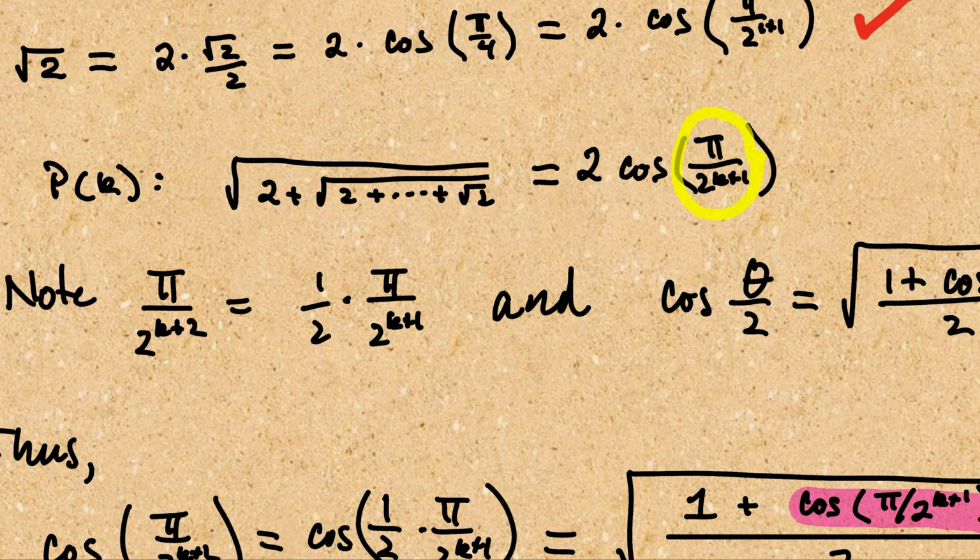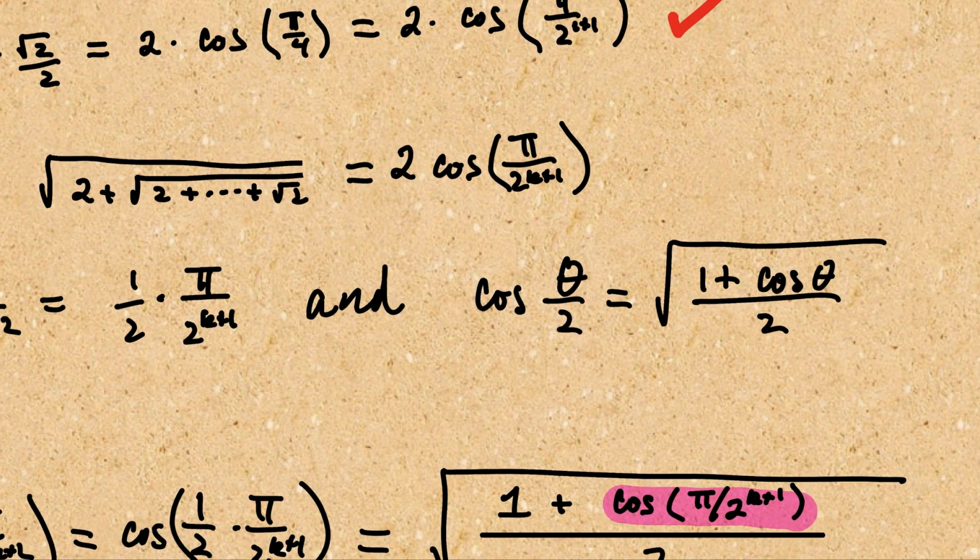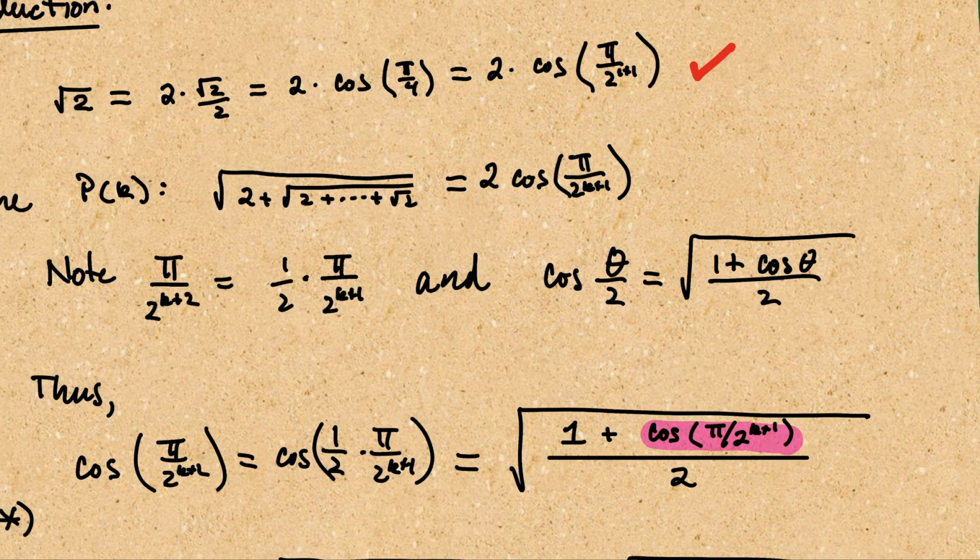Let's start with that angle, pi over 2 raised to the k plus 2. And notice that we can peel off one of the base 2's and then rewrite it as 1/2 times this angle appearing in the P of k statement. Then we can use the half angle identity for cosine, where we're going to take as our angle theta this given angle appearing in the P of k statement.